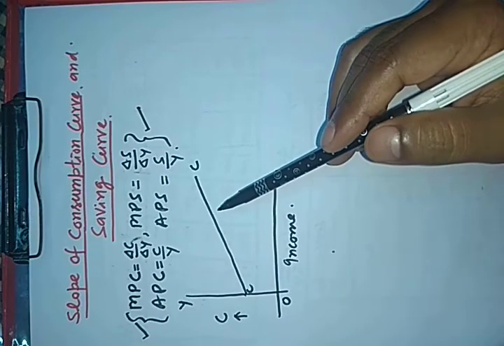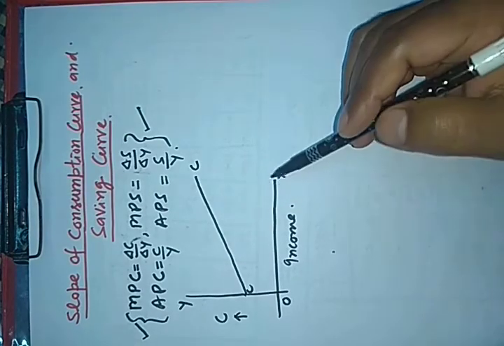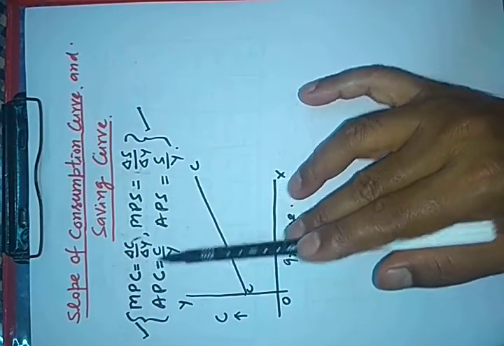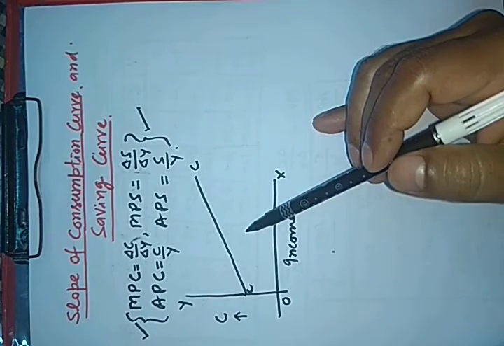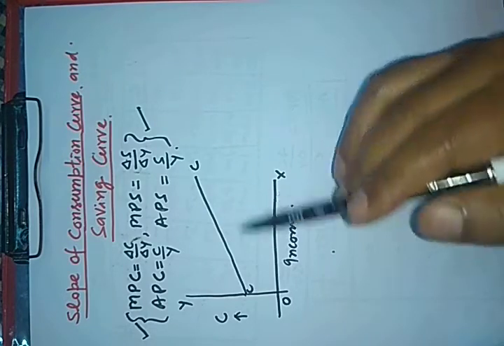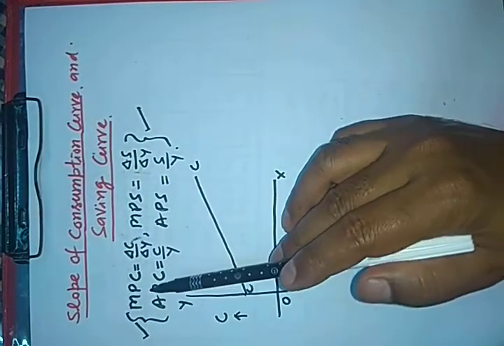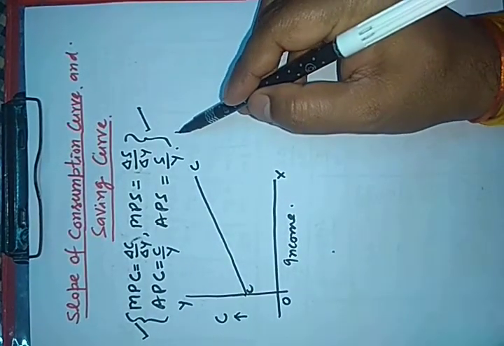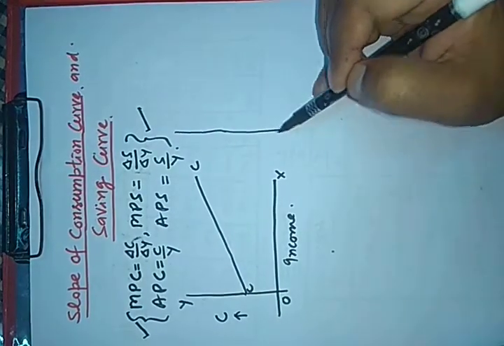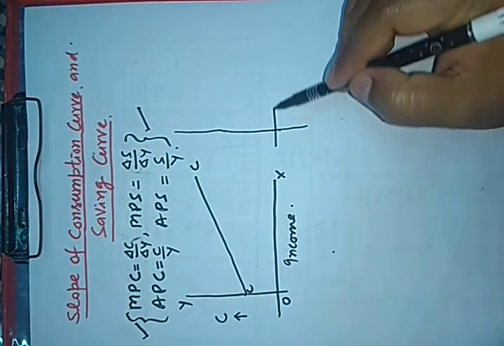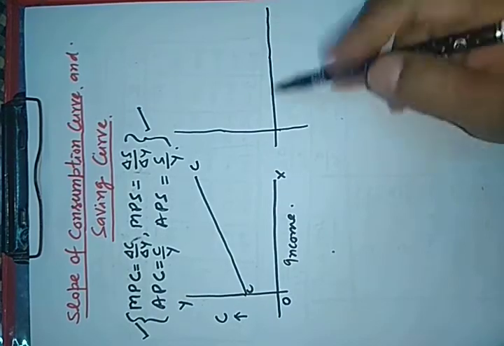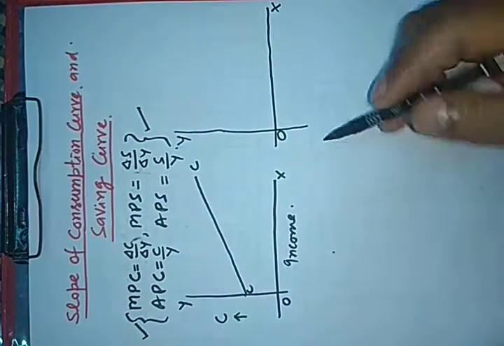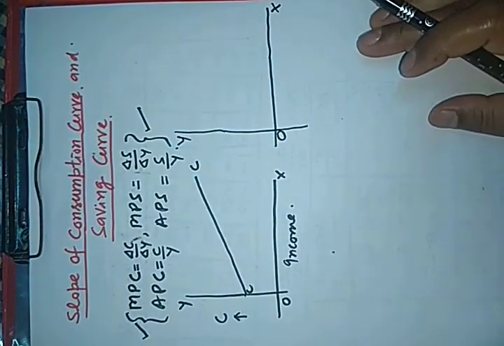Our motto is to denote these terms on the consumption curve, right? How we can denote APC and MPC on this consumption curve, and in the same way the saving curve is also shown here, that is the actual shape of the saving curve.